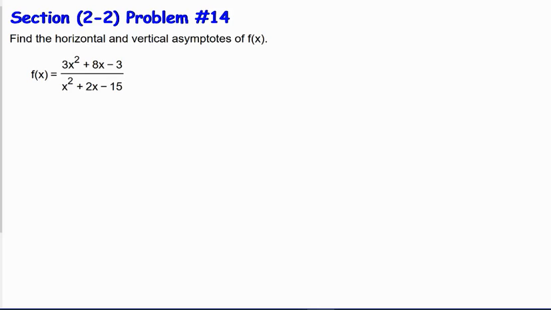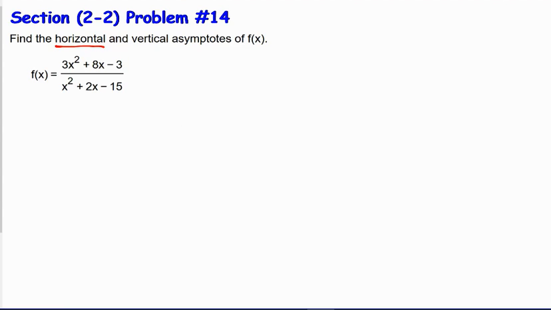So here we see problem 14 from section 2-2. The question states to find the horizontal and vertical asymptotes for the function f of x. We see that f of x is a rational function, and these are two different types of problems. Let's start with the horizontal asymptote.